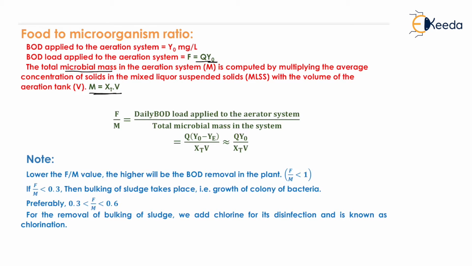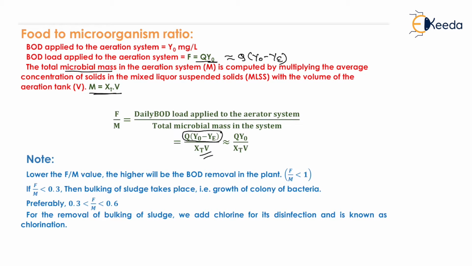Now we just take the accurate value of food, which will be equal to what? It will be equal to Q into Y naught minus YE, because some organic matter will be going out as the effluent. So the total food that will be consumed in the process will be Y naught minus YE. So we write the food value as Q into Y naught minus YE, and it will be divided by XT into V, that is the microbial mass.